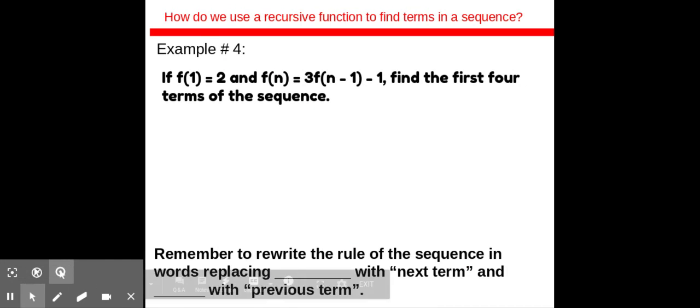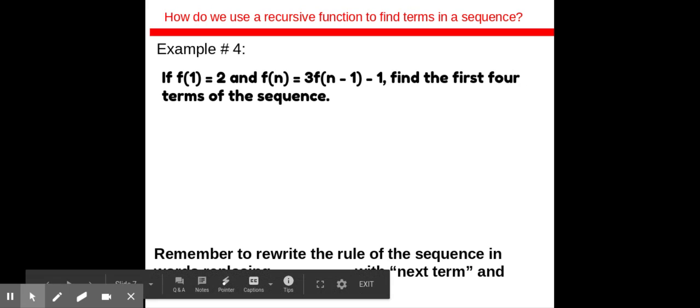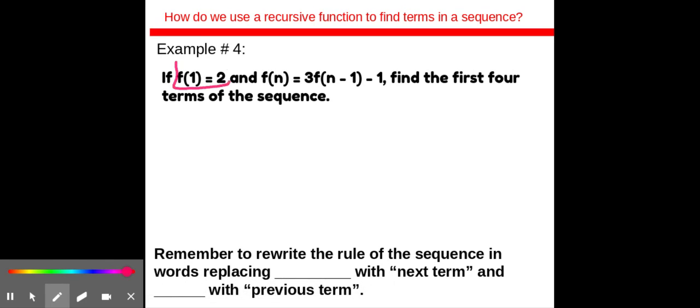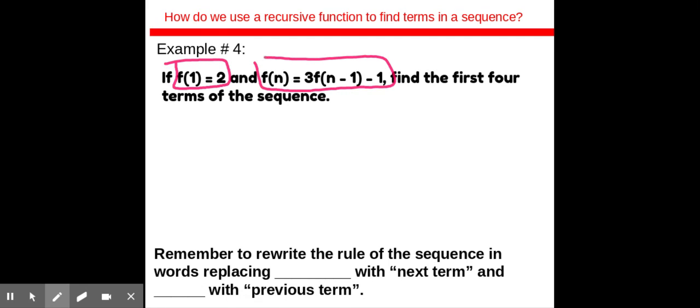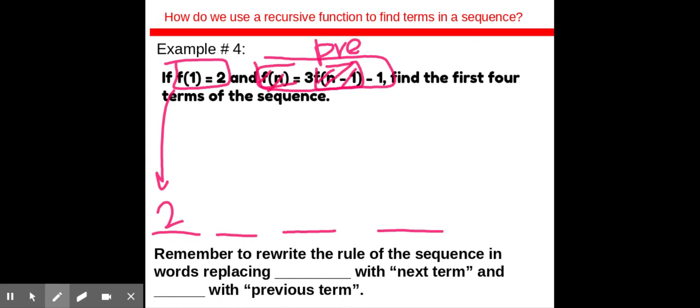Okay. So the next one, number 4, states. Again, weird notation. If f of 1 equals 2 and f of n equals 3 times f of n minus 1 plus minus 1, find the first 4 terms of the sequence. So as we know, we're going to write the first 4 down. I'm going to give my dashes out. This guy is my first term. And what this rule is telling me is that this is our previous term to get to our next term.